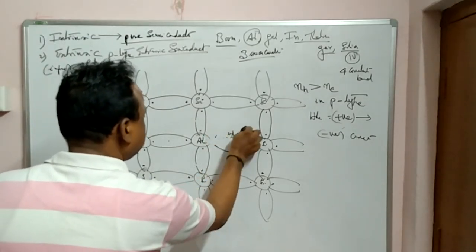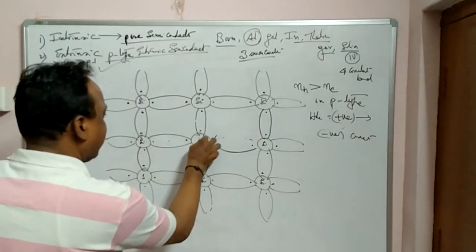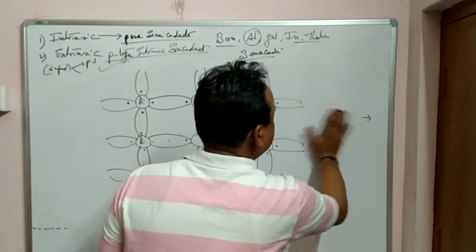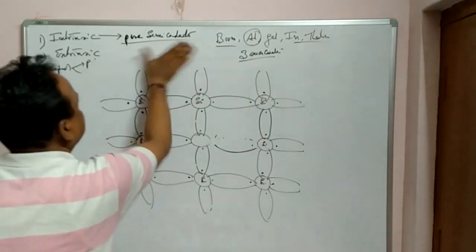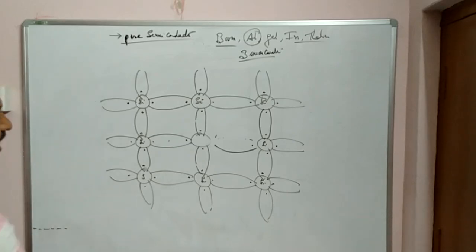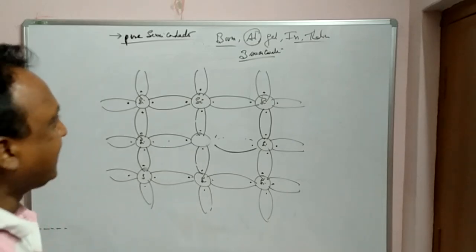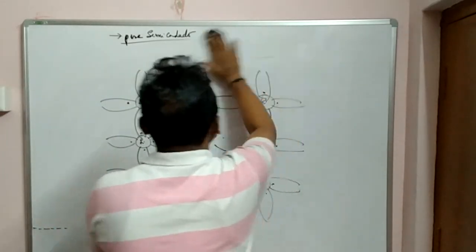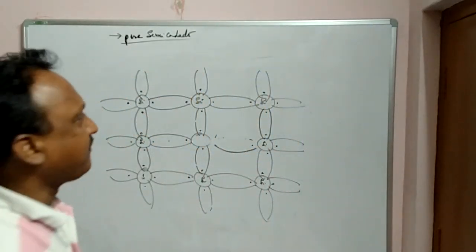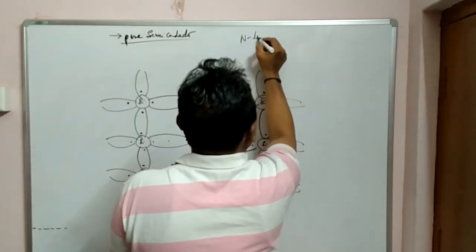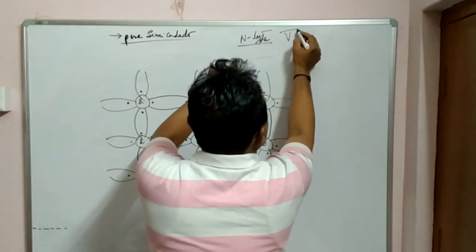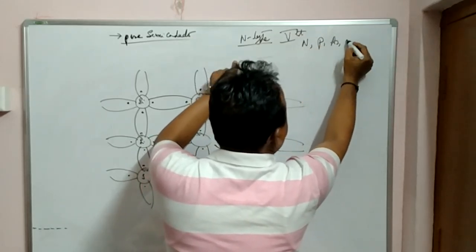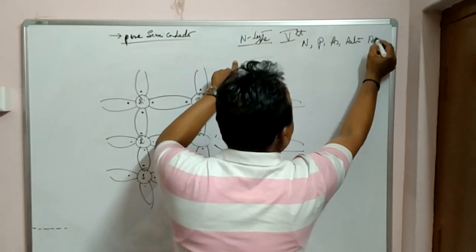Now let us go to the next item, n-type. In n-type extrinsic, let us see what happens. I just told you how n-type is formed: fifth group element or pentavalent, like nitrogen, phosphorus, arsenic, antimony, and bismuth is taken.